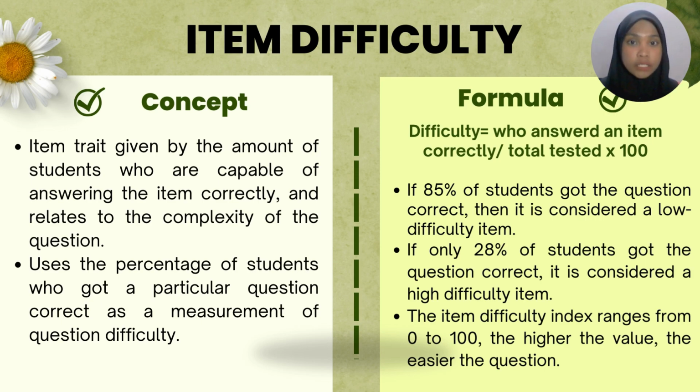Based on the formula that I have given in the slide, if 85% of students got the question correct, then it is considered a low difficulty item. And if only 28% of students got the question correct, it is considered a high difficulty item. The item difficulty index ranges from 0 to 100, and the higher the value of the index, the easier the question is.